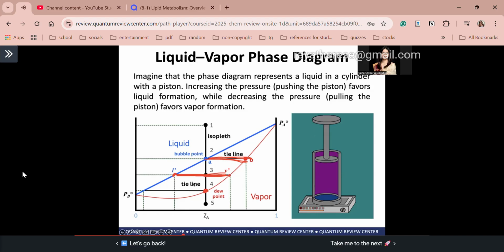So when we decrease the pressure and we have reached the dew point, the last drop of liquid forms. And beyond the dew point, down here, your mixture is now purely vapor. I hope that's clear, guys. If not, we have a good example for that.